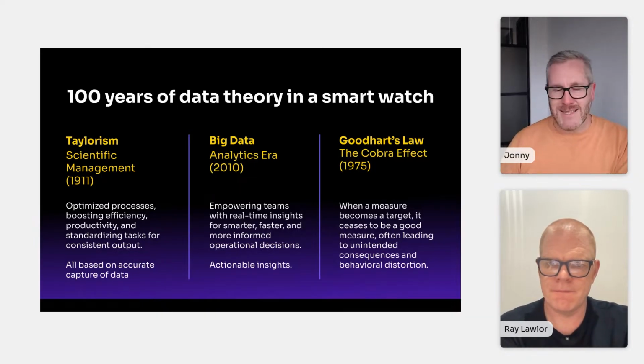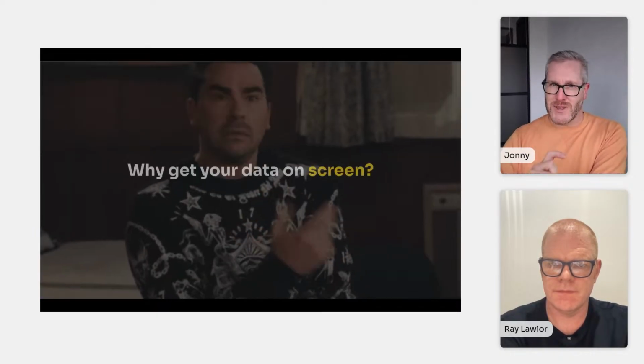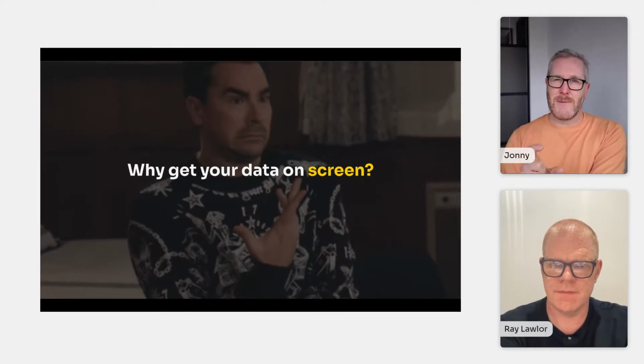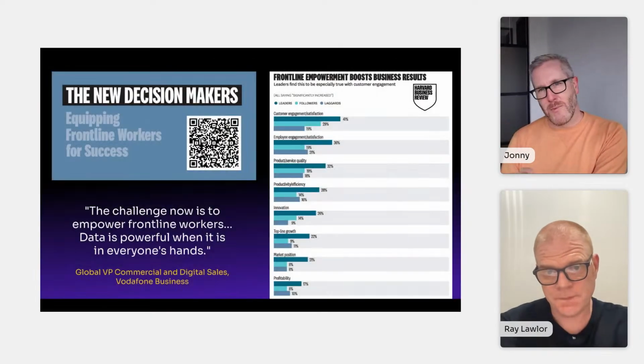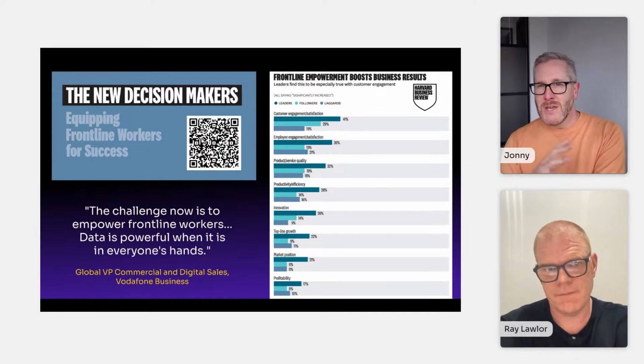So that kind of lays the groundwork of what are some of the benefits you can see, a little bit of history around data. And what we're going to do now is we're going to just keep moving forward in this vein and talk about, well, why get that data on screen? And we're going to keep it a little bit theoretical for a few more minutes and then dig into some practicalities. So this is a great report.